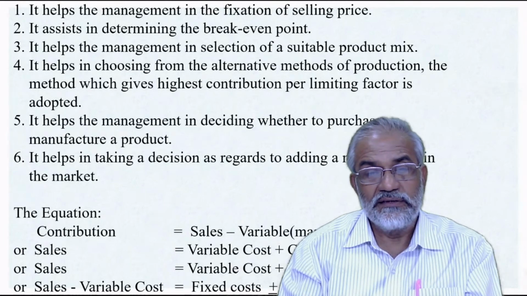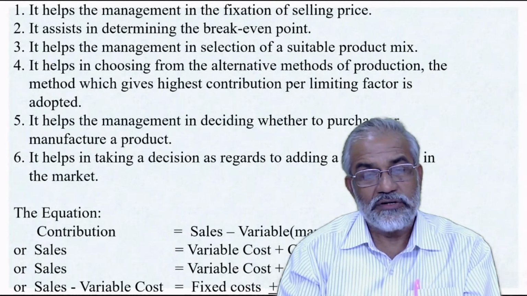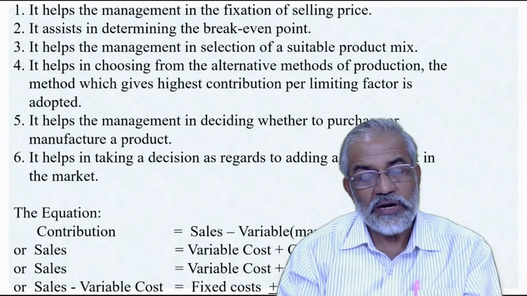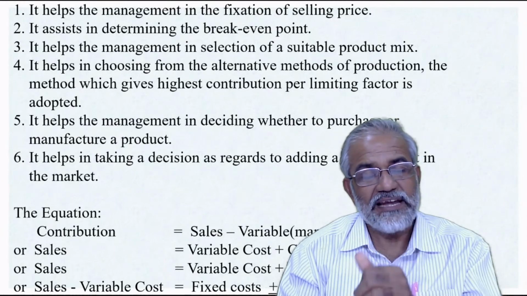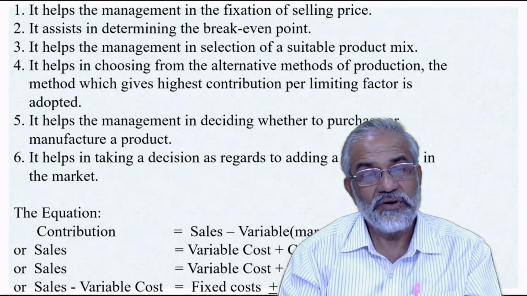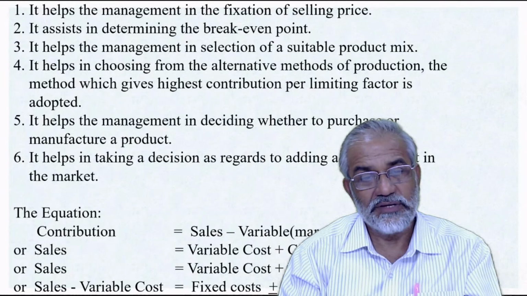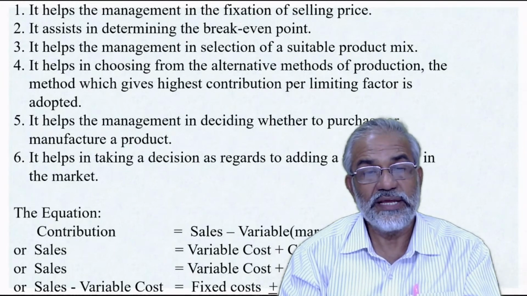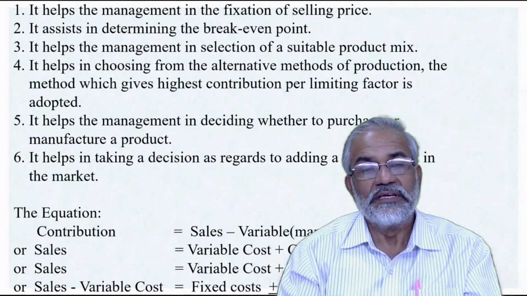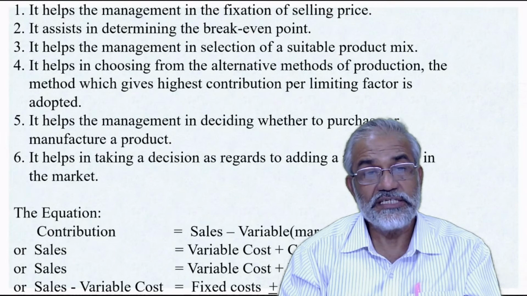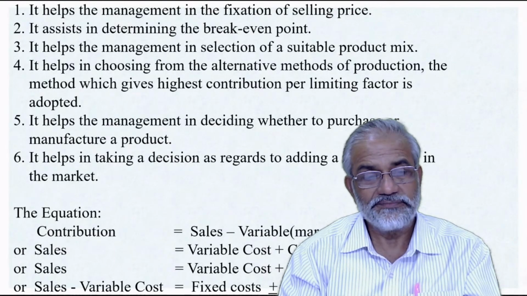By producing the product in our own unit, if our contribution is lesser than that of the others, then obviously we will go for the manufacturing of the cabinet in our own organization. Otherwise, it won't be beneficial to take a decision like this. So the fifth advantage is it helps the management in deciding whether to purchase or to manufacture a product.